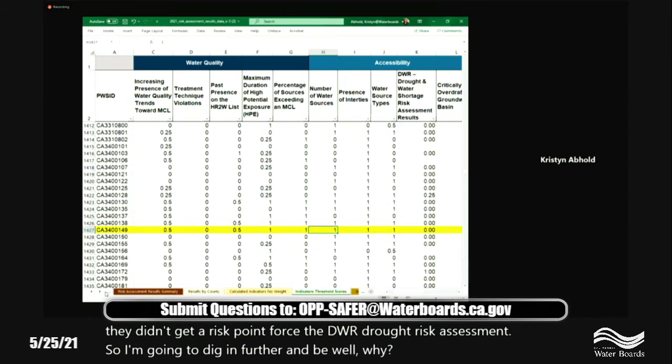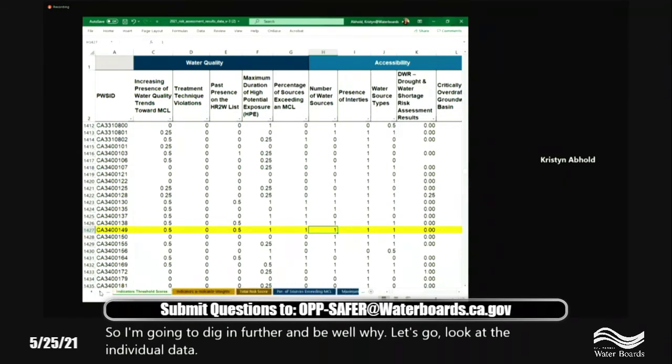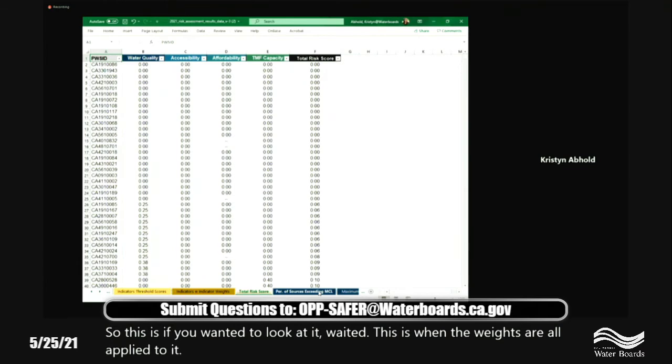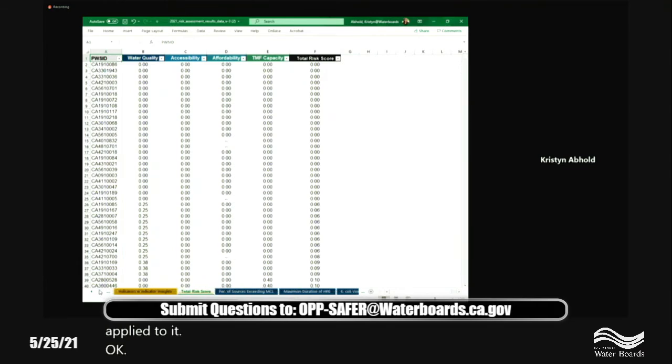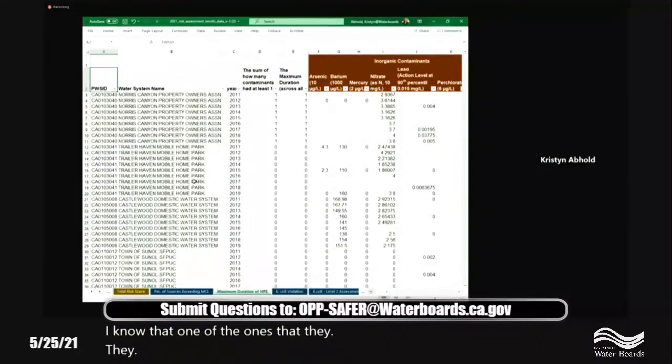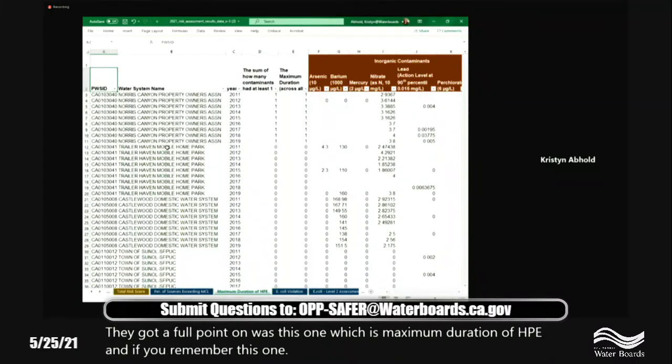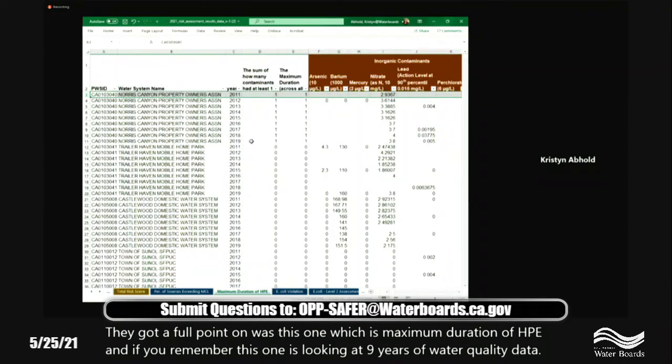Let's go look at the individual data. So this is, if you wanted to look at it weighted, this is when the weights are all applied to it. Okay, so I know that one of the ones that they got a full point on was maximum duration of HPE. And if you remember, this one is looking at 9 years of water quality data, and it's averages across each year, if I'm remembering correctly.